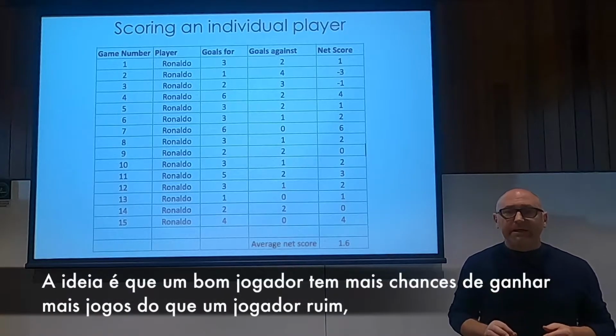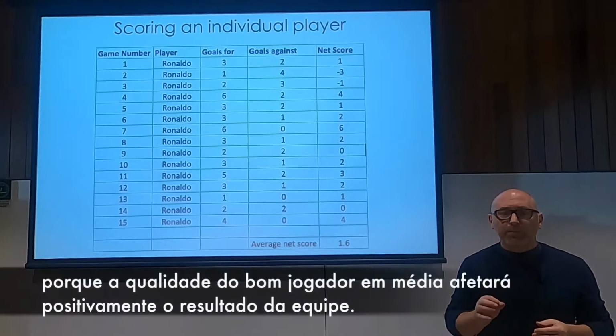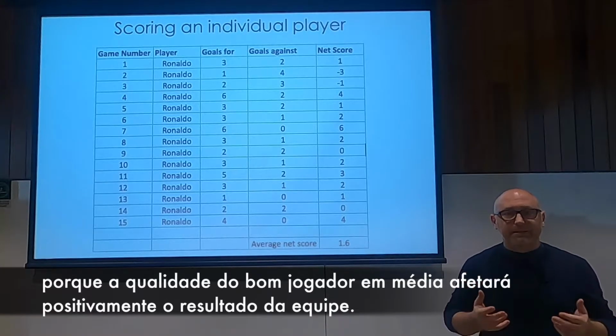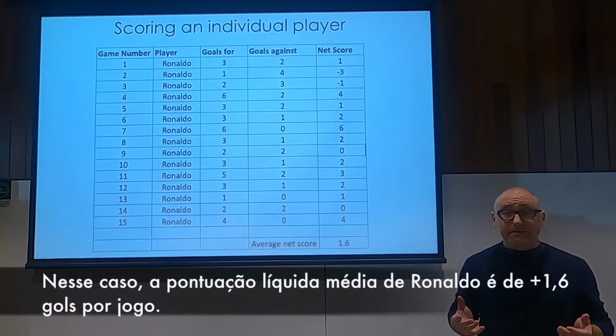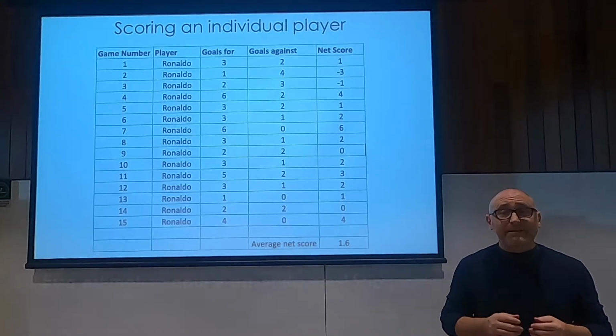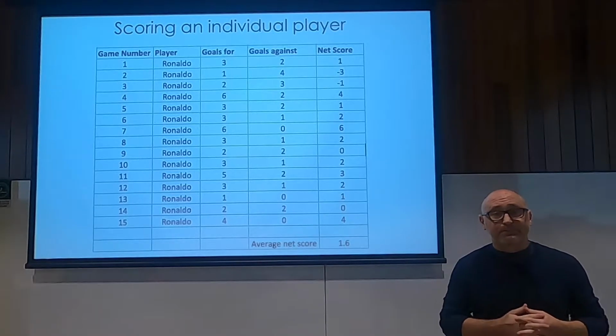The idea is that a good player is more likely to win more games than a poor player, because the good player's quality will, on average, positively affect the team outcome. In this case, Ronaldo's average net score is plus 1.6 goals per game. This estimate here is based on 15 games.